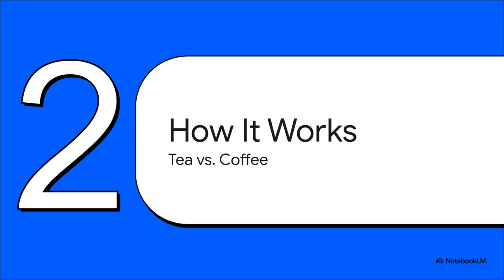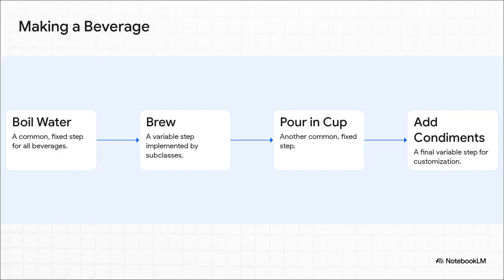Okay, that might still sound a little abstract. So let's bring it down to earth with a super simple analogy pretty much everyone can understand. Making a hot drink. Because really, whether you're making tea or coffee, the basic steps are surprisingly similar. So, the recipe, or our algorithm, looks something like this. You always have to boil water, and you always pour it into a cup. Those steps are fixed, they never change.